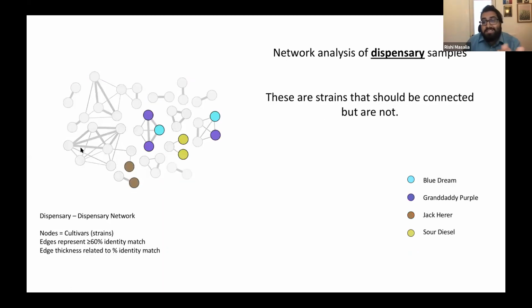There are strains that should be connected, but are not. For instance, we have these two light blues that are Blue Dream samples that have no genetic similarity between them. We also have two purple ones, Granddaddy Purples here in the center, that are connected via a strong line, but there's a third Granddaddy Purple out here by its lonesome. We also have examples of Sour Diesel that are not connected to each other.